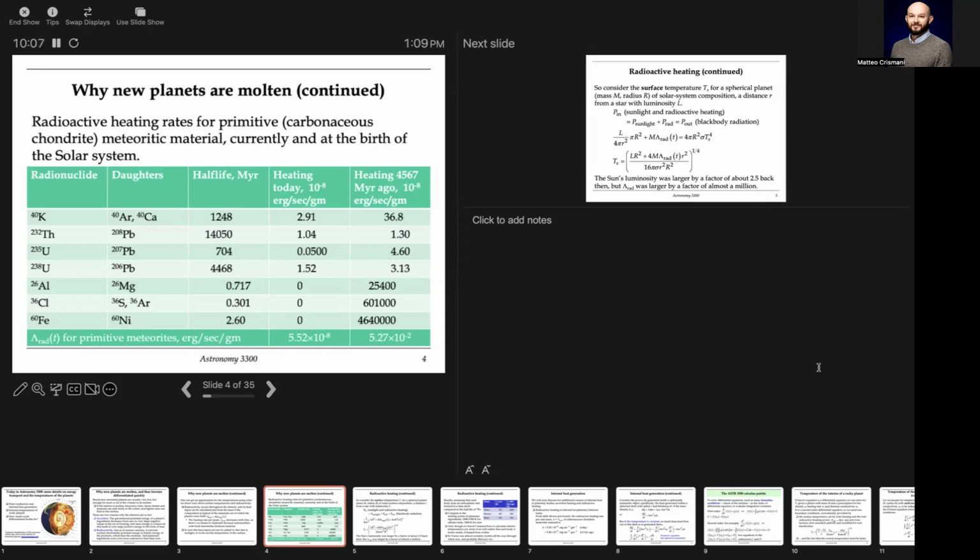So what you see here is the original heating, like when it first came together. These are kind of lesser parts. And of course, the iron, chlorine, and aluminum contributions were much greater. Okay, you can also tell here that the heating rate was about 10 to the 6 larger.